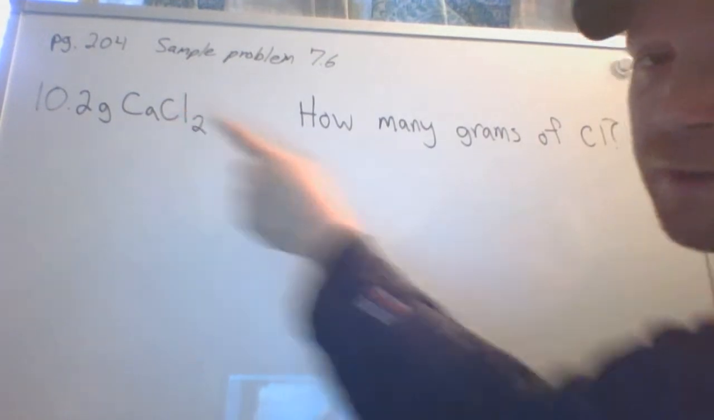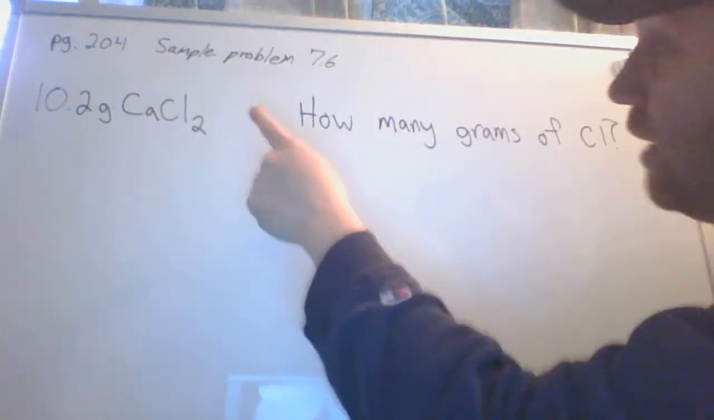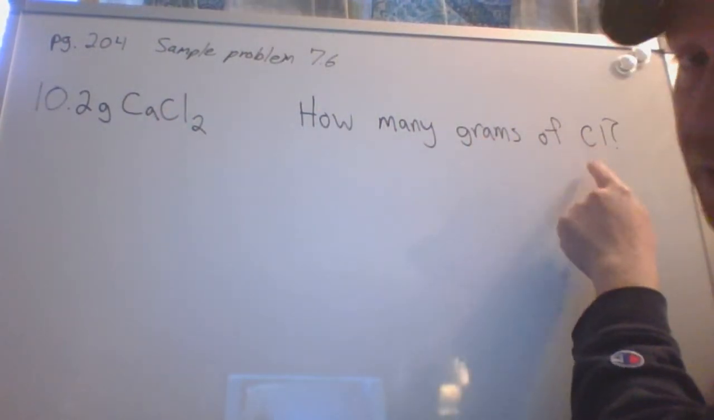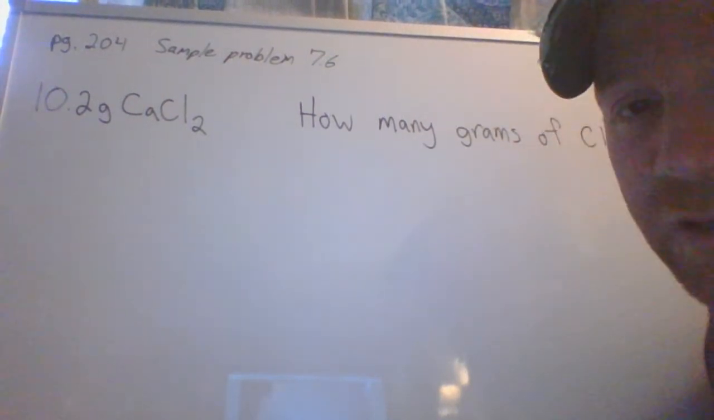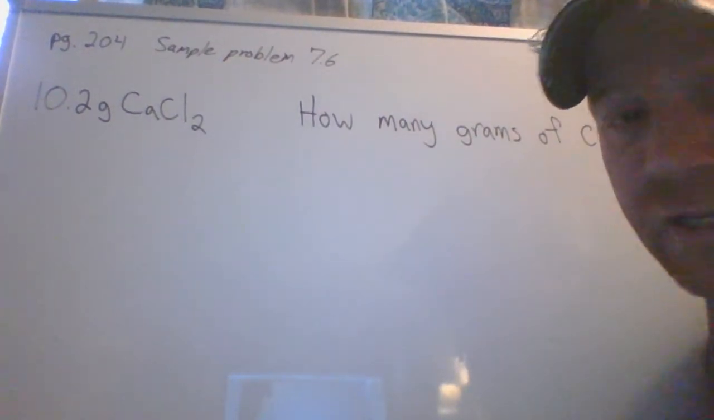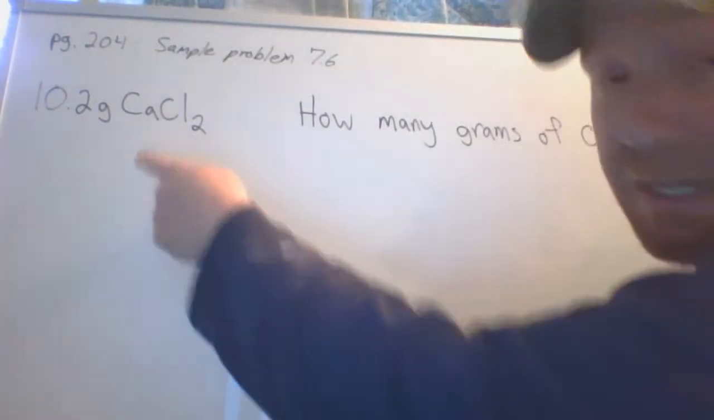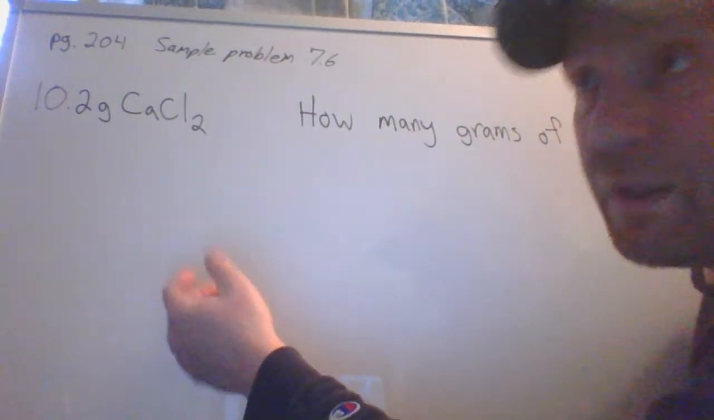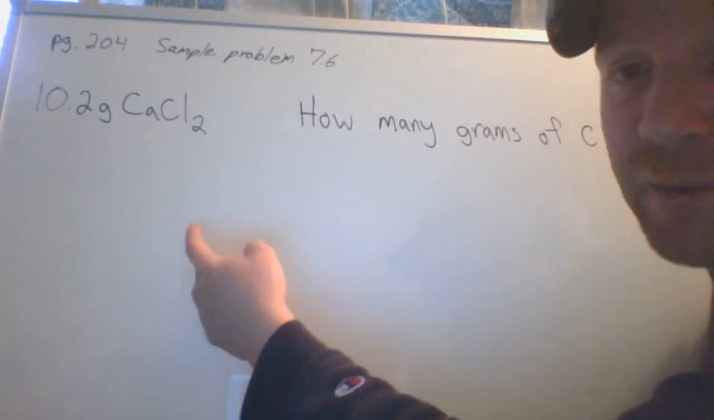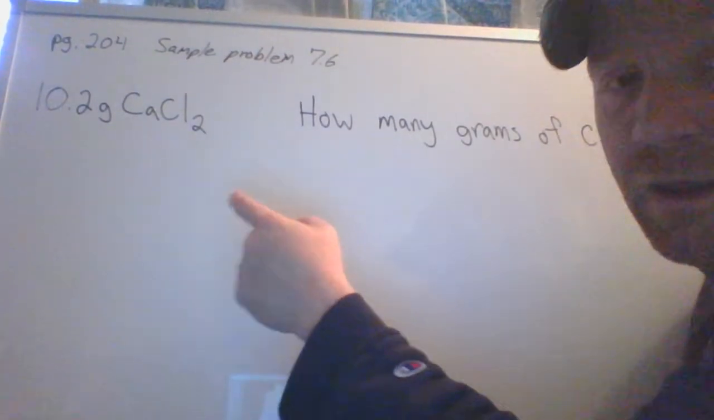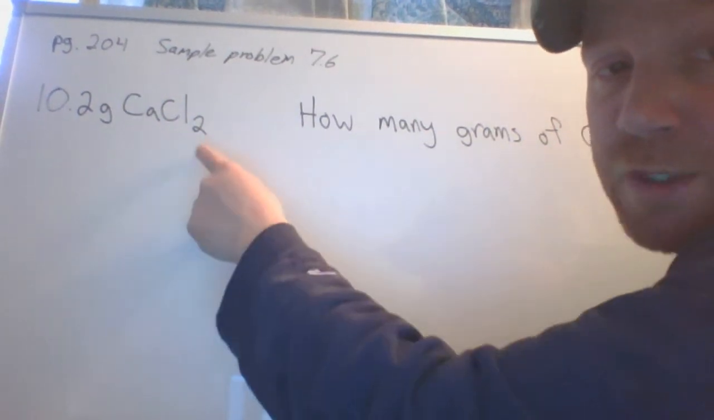Here's our compound. We want to know how many grams of Cl there are. We have grams of a compound. We need to go to grams of an element. We have to go through moles, just like my high school chemistry teacher said, when you're stuck, get it into moles. So what it's going to look like is we're going to start with this initial measurement of our compound, then we're going to get it into moles using, hopefully you know by now, the molar mass. We're going to add up Ca and 2 Cl's from the periodic table and get a molar mass. And then we're going to convert from moles of the compound to moles of a single element.